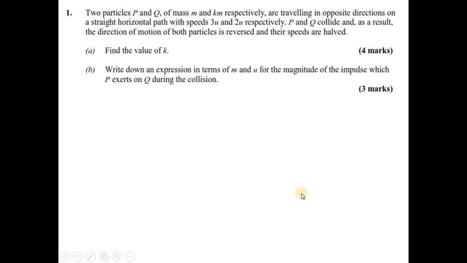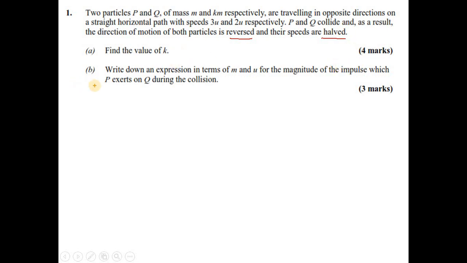Question number 1. Two particles P and Q of mass m and km respectively are traveling in opposite directions on a straight horizontal path with speeds 3u and 2u. P and Q collide, and as a result the direction of motion of both particles is reversed and their speeds are halved. So direction reversed and speeds are halved. Find the value of k.